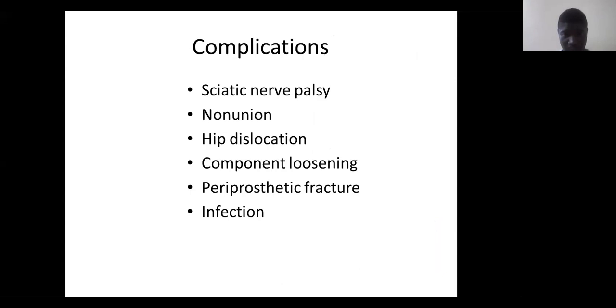Then complications: sciatic nerve palsy is seen with lengthening of more than four centimeters. Then hip dislocation is also a big problem. Then component loosening is also seen, especially for patients who get a cemented acetabular component. They get dramatic loosening after 10 years. Then periprosthetic fractures and infection are also encountered.